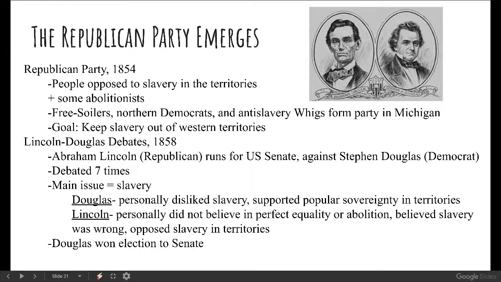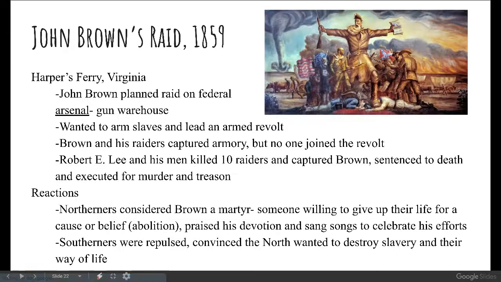Douglas personally disliked slavery, but supported popular sovereignty in the territories. Those territories should be able to vote if they want slavery in their states or not. Lincoln, on the other hand, personally did not believe in perfect equality or abolition, but he did believe that slavery was wrong, and he opposed slavery in those territories. Eventually, Douglas wins the election to the Senate, but these debates put Lincoln on the national stage and are going to make him a national figure. And eventually he's going to run for president in 1860.